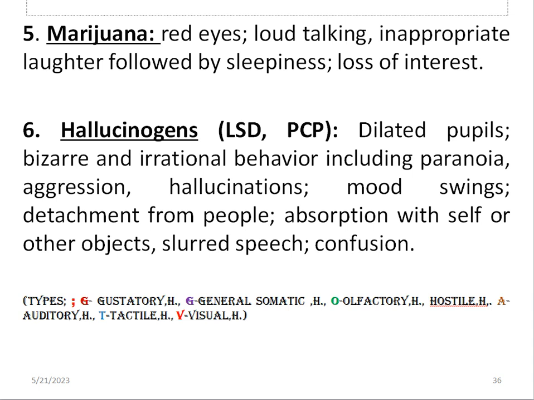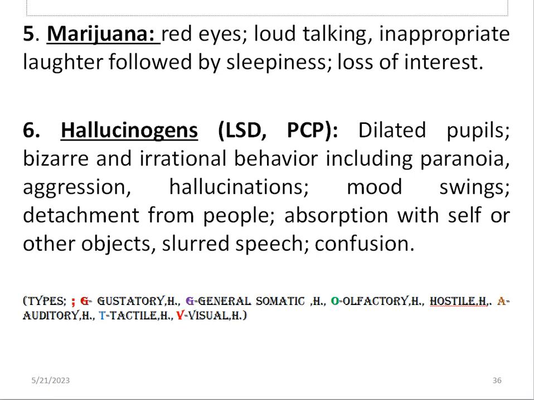Hallucinations are of different types. To remember them, you can use the mnemonic GOATV, like the animal goat. So that is GOATV, like goat TV. So we have gustatory hallucination, genosomatic hallucination, olfactory hallucination, auditory hallucination, tactile hallucination, and visual hallucination.